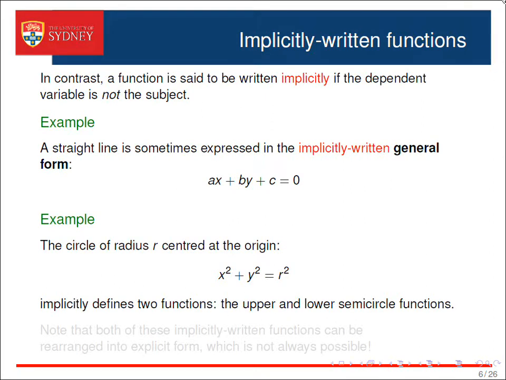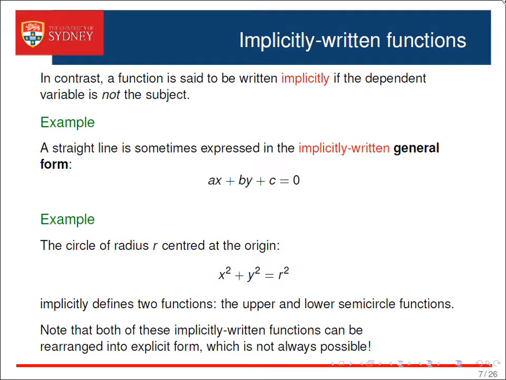Here's another good example. The circle of radius r, centered at the origin, implicitly defines two functions, the upper and lower semicircle functions. You should know that these two particular implicitly written functions can be rearranged so that they are written explicitly, which is not always true. Indeed, it is impossible to rewrite some implicitly written functions so that the dependent variable y is the subject.